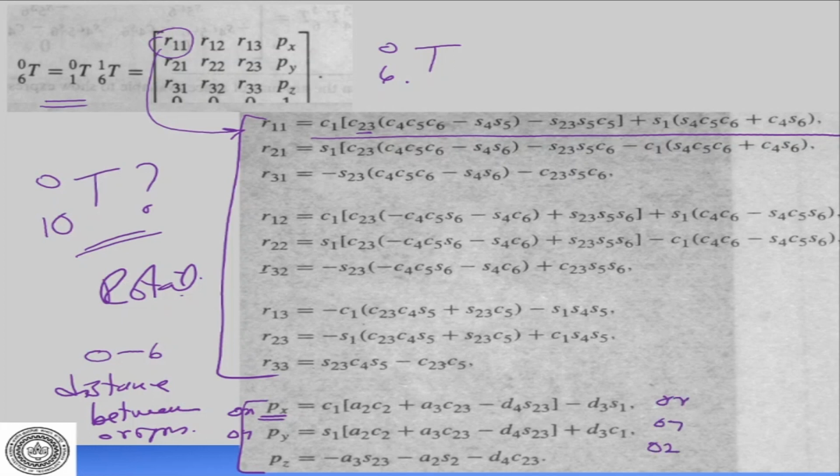Now this is how we do the inverse kinematics of a 6 degree of freedom system, and this is how we do the relationship between the end effector coordinate and the 0 frame of an n degree of freedom system. In this case it is 6. In the previous case we had done it for 3. We have also done it for 4.